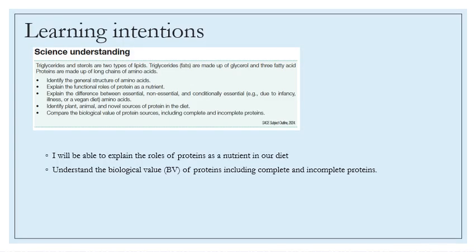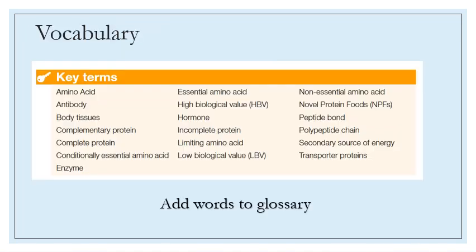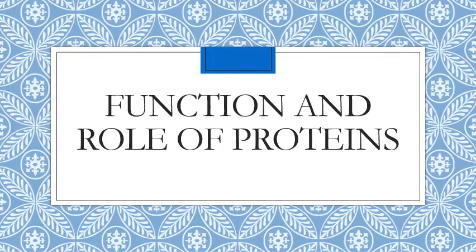So again, we're diving back into our learning intentions, which are the last parts. You'll be able to explain the role of proteins as a nutrient in our diet and understand the biological value, or the BV, of proteins, including complete and incomplete. And again, don't forget, these are our words that we need to remember and understand, so adding them to our glossary is a must. We'll be covering function and the role of proteins in this slide.